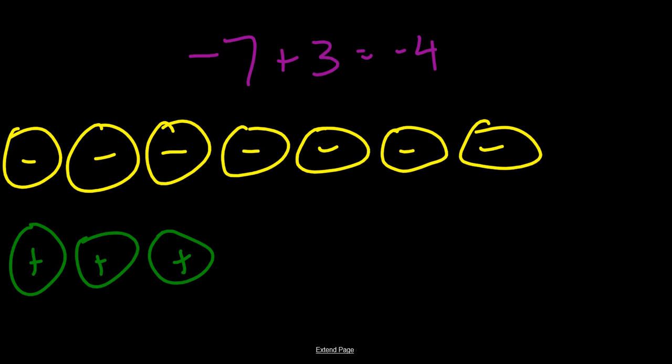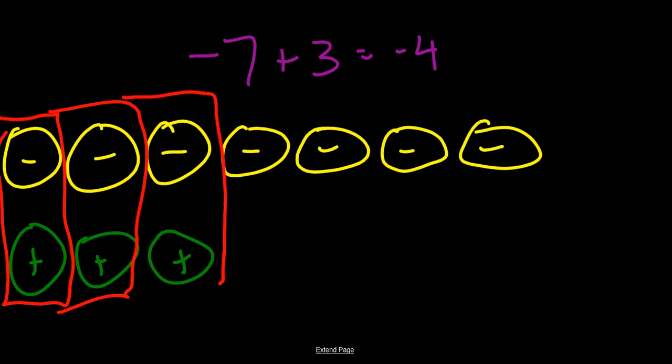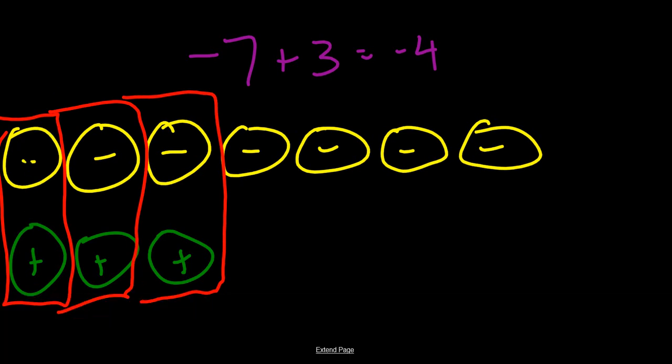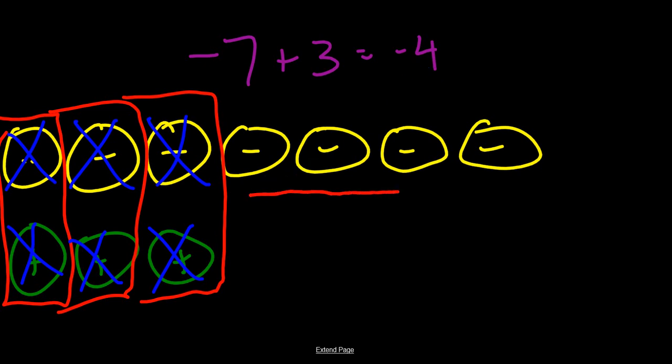So just to prove that, I have made the integer chip model for this, and as you can see, we can form exactly 3 zero pairs. So this is a zero pair right here, zero pair, zero pair. And because we start off with more negative chips, we're going to end up with more negative chips. Let me use a different color to do that. Let's use blue. We're going to end up with more negatives at the end, so therefore our answer is going to be negative 4, because we were left over with 4 negative chips right here. So our answer is going to be negative 4.